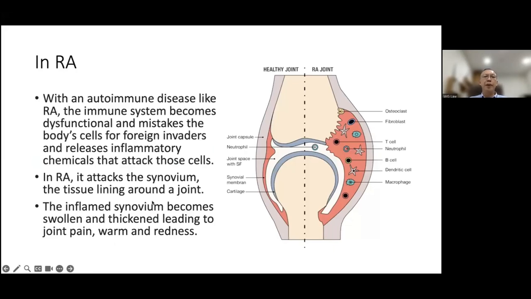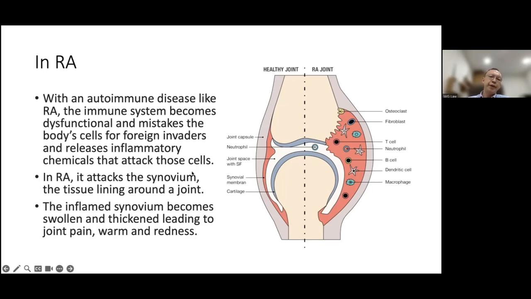So in rheumatoid arthritis, it's an autoimmune disease. What happens in an autoimmune disease is that your immune system becomes dysfunctional. Then it mistakes your own body cells as a foreign invader. So your body will mount an immune response to attack the cells lining your joint. When your body's immune system attacks the lining of the joint, for example, this synovial lining here, it becomes swollen and inflamed.